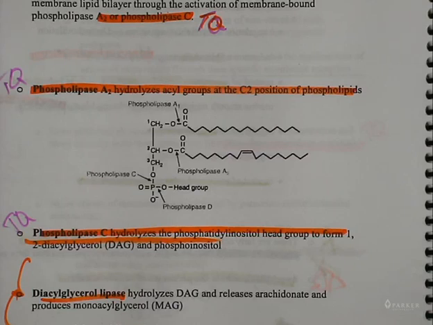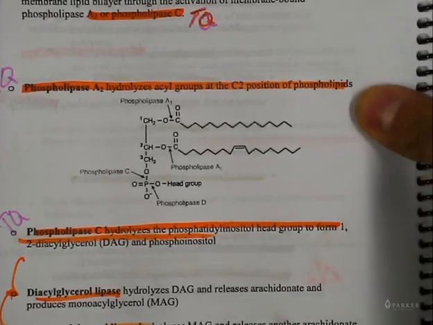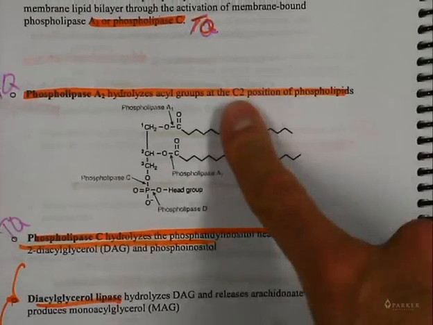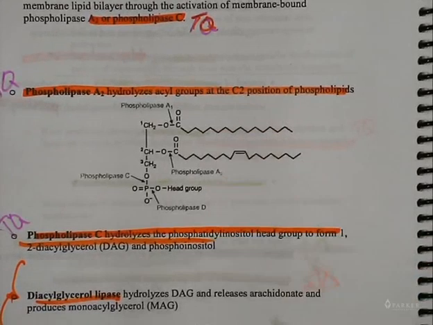If you use phospholipase A2, you get one arachidonic acid, and you take it from position 2. If you want both arachidonic acids, you first cut off the head group, and then you cut off each of these one at a time. That's what the next couple pages are talking about. So phospholipase A2 hydrolyzes the acyl groups at the second position. I would know that, just like before.